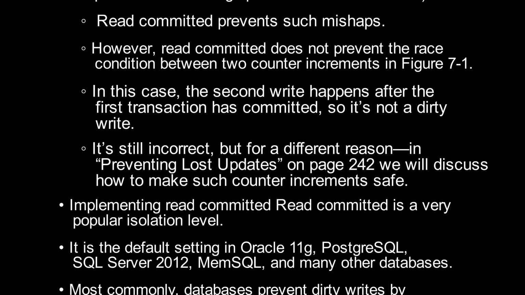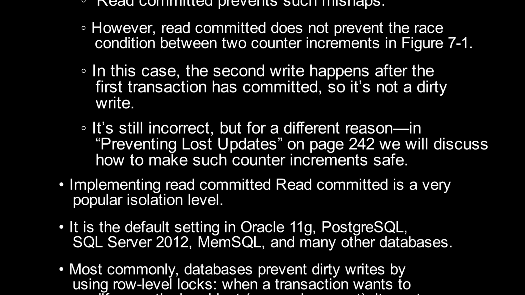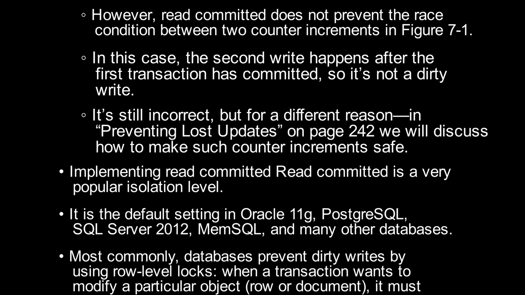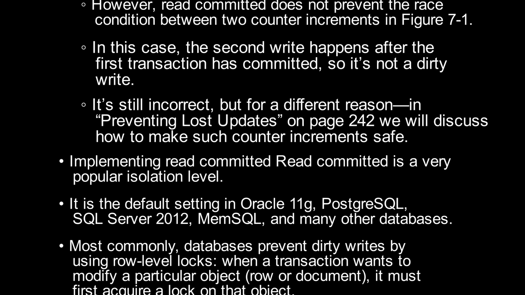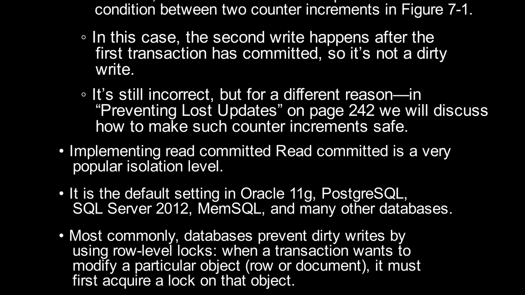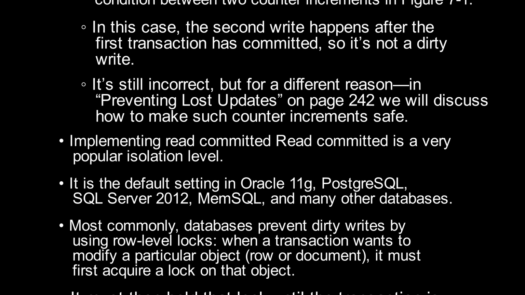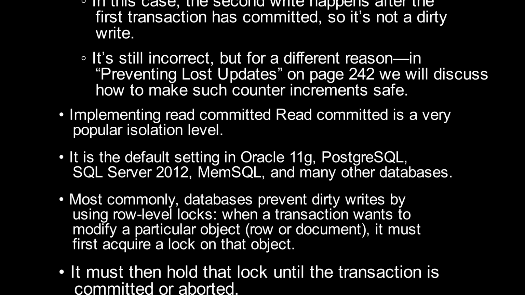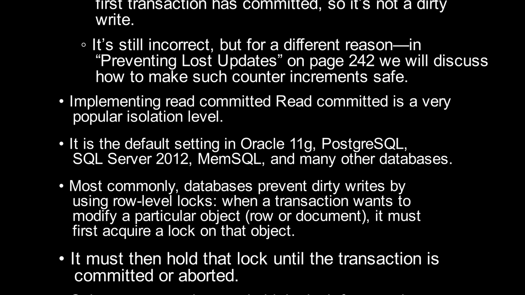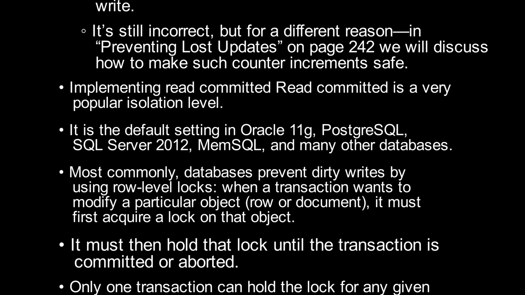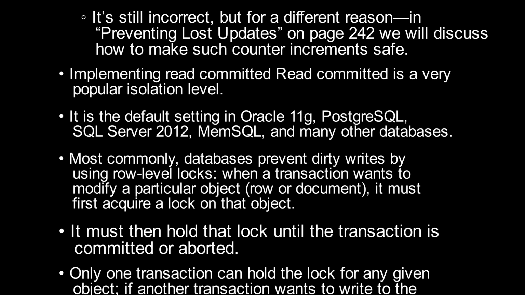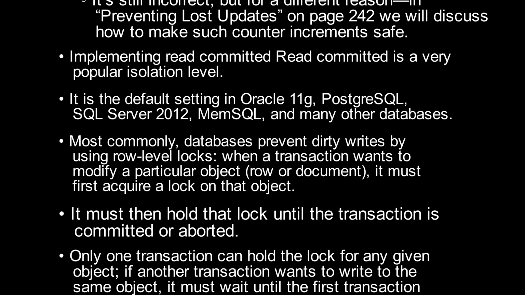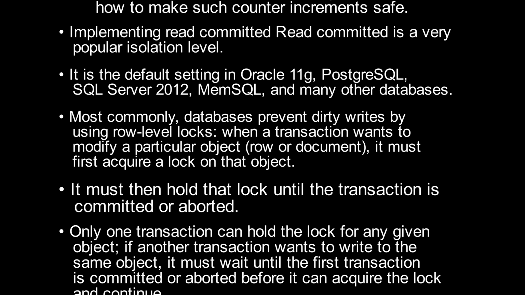Implementing read committed. Read committed is a very popular isolation level. It is the default setting in Oracle 11g, PostgreSQL, SQL Server 2012, MemSQL, and many other databases. Most commonly, databases prevent dirty writes by using row-level locks. When a transaction wants to modify a particular object, row, or document, it must first acquire a lock on that object. It must then hold that lock until the transaction is committed or aborted.